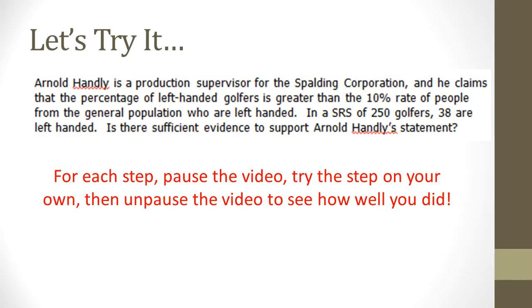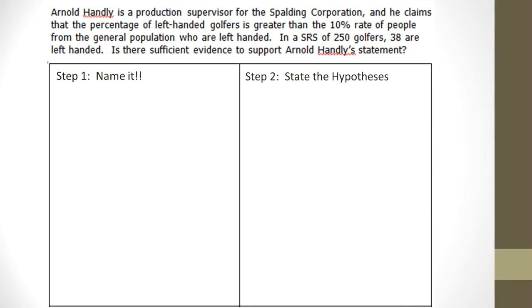Like before, for each step, do pause the video, try the step on your own, and then unpause to see how well you did. So step number 1, we need to name our process. We're dealing with categorical data, and we're going to use a one-sample z-test for proportions, or a one-proportion z-test.